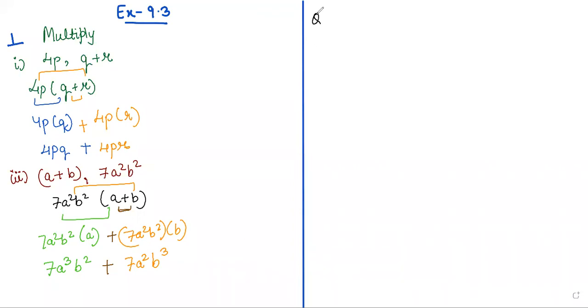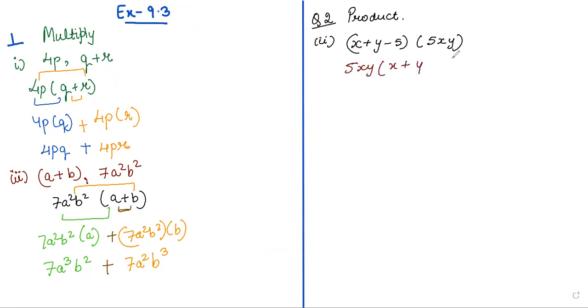Now question number 2. Find the product. Second part is x plus y minus 5 multiplied by 5xy. We have to multiply 5xy by x plus y minus 5. So first multiply 5xy by x. Now put the sign of plus as it is.